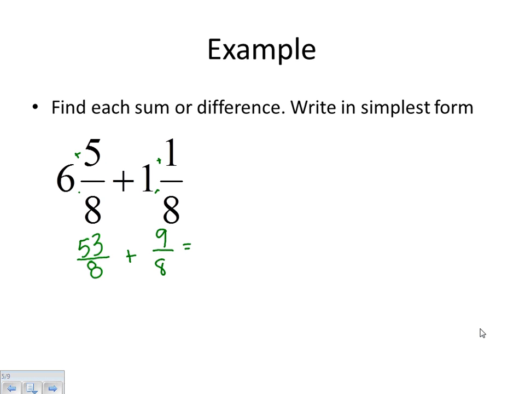Okay, so now I'm going to look at my denominators. Do you see that the denominators are still equal? Because they are like, all I have to do is add the numerators. So I've got 53 plus 9, and that's 62 over 8. Okay, 62 over 8 is not simplified, so I've got to simplify this. Well, what can go into both 62 and 8? Well, 2 can go into both 62 and 8.